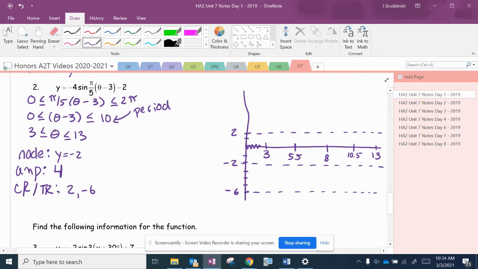Now, an important thing to notice here is we have a negative 4 in front of the parentheses, so that means we're going to start at the node, but then go down. Because we always start at the node for a sine curve, but if it's negative, it has a vertical reflection, so we go down. So we're going to start at the node, so 3, negative 2, then we're going to go down, then back to the node, then to the crest, then back to the node. There we go.